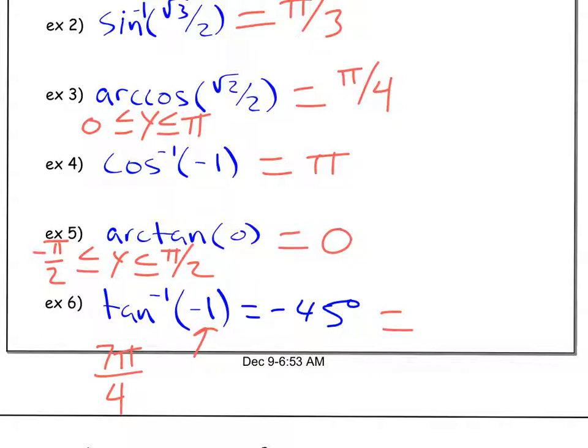In some ways, it actually is. I just don't want to call it 7 pi over 4. We want to call it negative pi over 4. That's the one we want to start with.